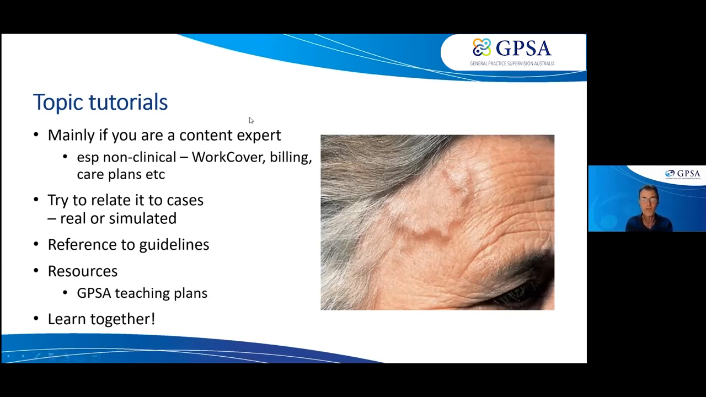There are resources on the GPSA website. There's a whole suite of teaching plans which are very topic or presentation specific. And if you haven't already looked at those, they're terrific teaching aids when the registrar asks you, can you teach me about such and such, rather than going and looking up the topic. That can be one way of doing it. The last thing that you can do with a topic, if the registrar is really keen to ask you about it, is turn it around and say, well, how about next week you give me a 10-minute presentation and then we'll talk about how that applies to some cases.